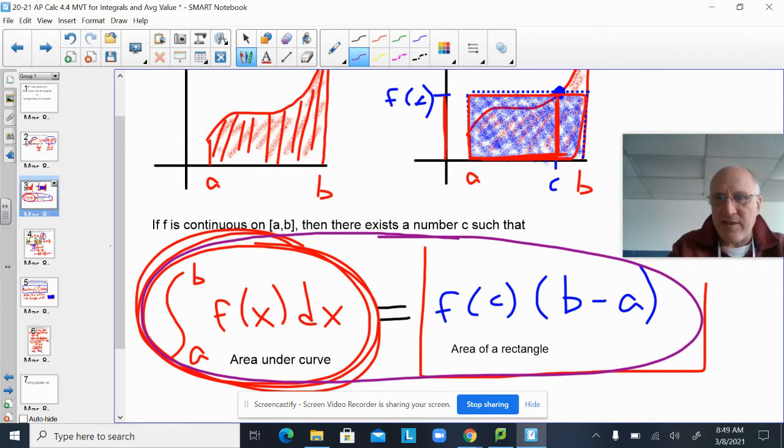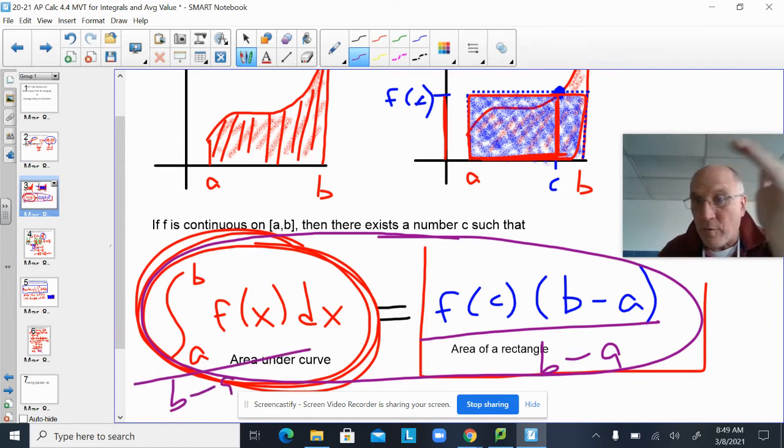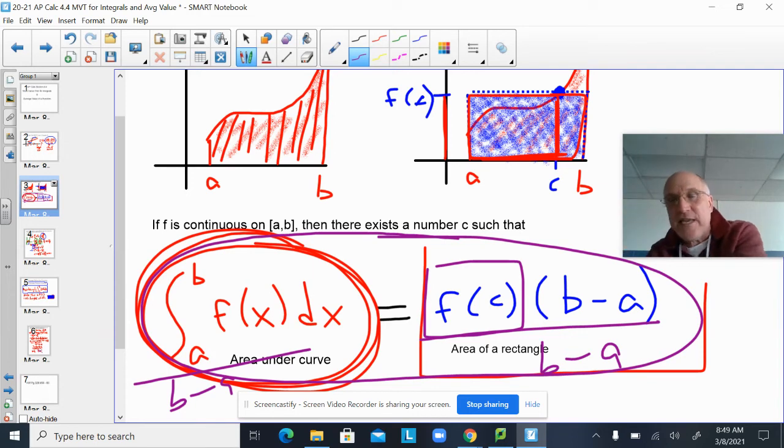If I divide this by b minus a, the b minus a's are going to cancel. And I divide this by b minus a, I'm going to get 1 over b minus a. So what you're left with is in fact this. The only thing left on the right side is the f of c. It turns out that f of c is the average value.